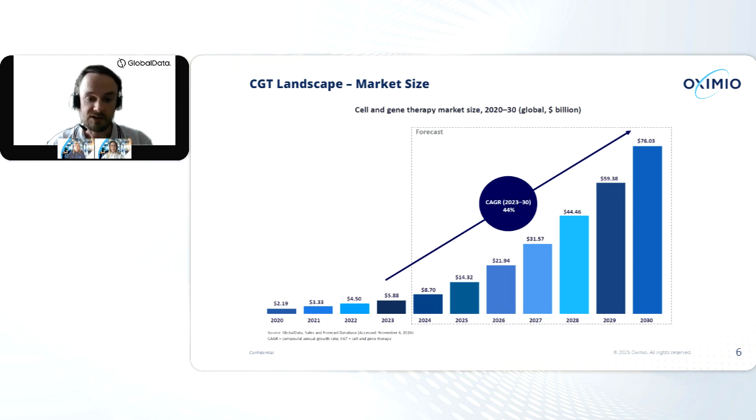So, as I said, the cell and gene therapy market is not only experiencing rapid growth, but it's also diversifying across different molecule types. So by 2030, within this 76 billion projected worth, the largest share of the market is projected to be gene modified cell therapy, which is contributing 44% of the market. This is closely followed by gene therapy at 42%.